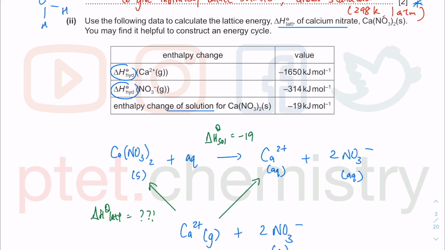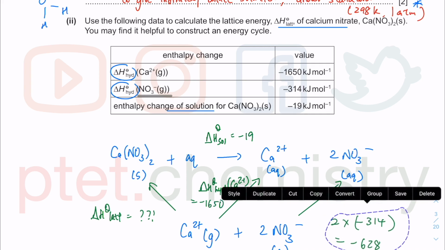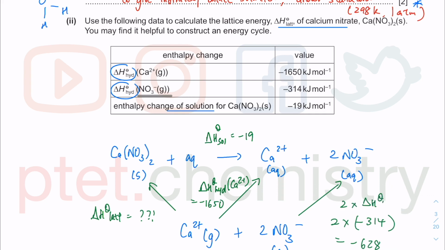The gas hydrates into the calcium 2 plus cation. There is 1 of these, but there are 2 of that, whereas this enthalpy of hydration is for hydrating 1 mole of NO3 minus. So I need to do 2 times minus 314 there. If I press that onto the calculator, minus 314 times 2, I get minus 628 kilojoule per mole. And this thing here is the hydration of calcium 2 plus, and this is going to be minus 1650. I should really clarify that this thing here was 2 times hydration of NO3 minus, and this is equal to minus 628.